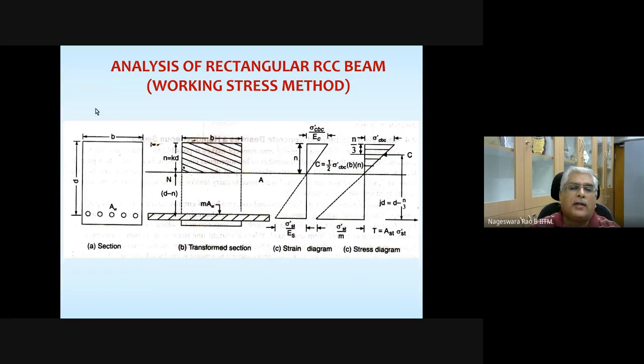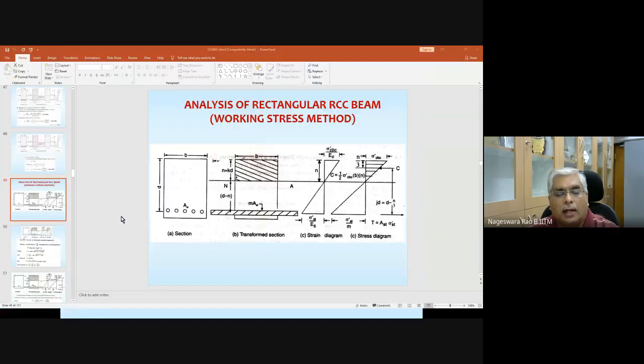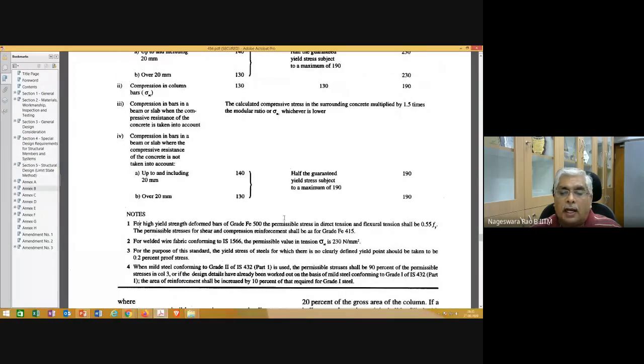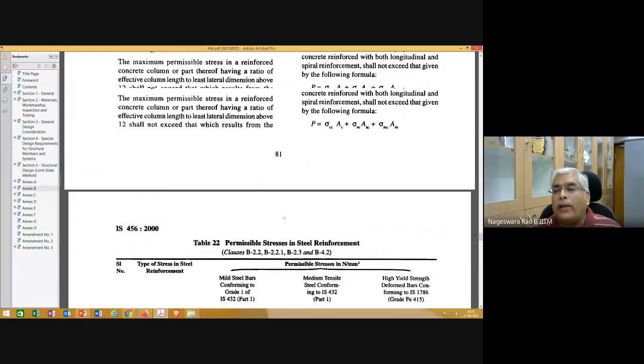Okay. So the width of the section is B, and effective depth is D. Effective depth is from the top edge or the extreme fiber, which is in compression, to the CG of the reinforcement, center of gravity of the reinforcement. And before this, I want to show you one more thing. These permissible stresses in steel reinforcement are given in table 22. Okay, where exactly?